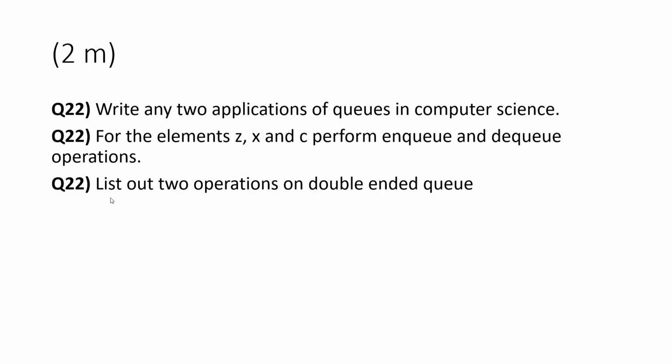Then the next question is: list out two operations on double-ended queue. List out two operations that can be from any of the 7 operations. You can consider any two operations. No, I suggest you please write three operations of double-ended queue, nothing but a deque.